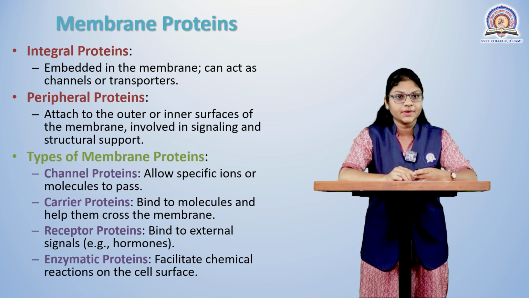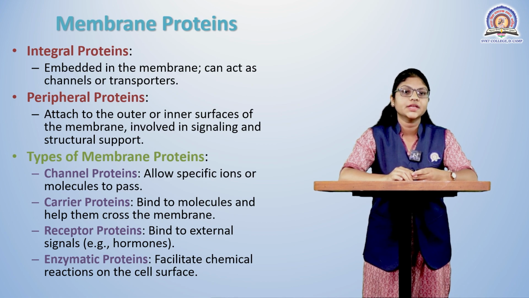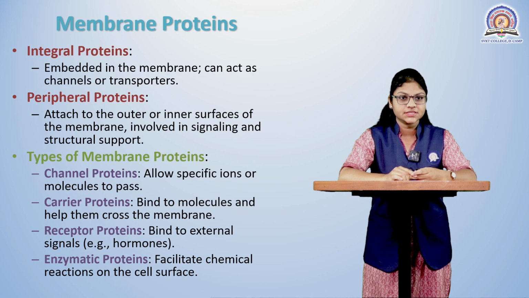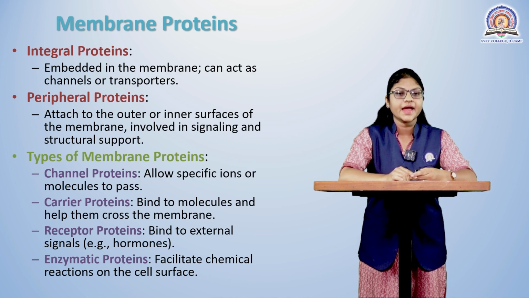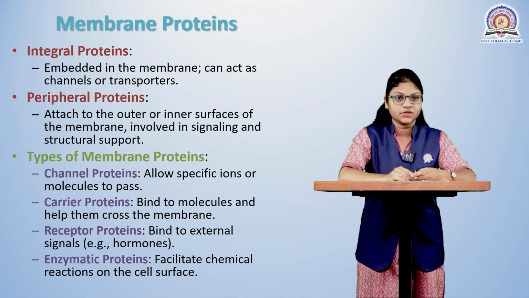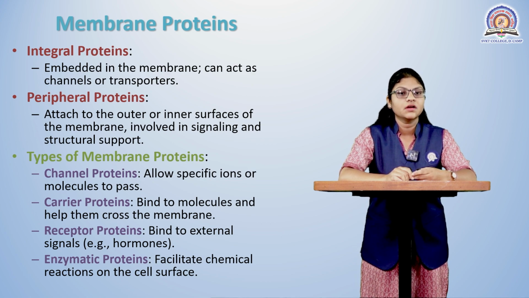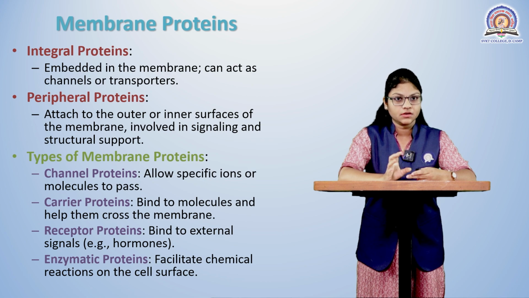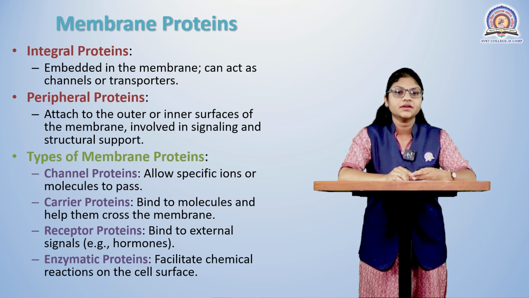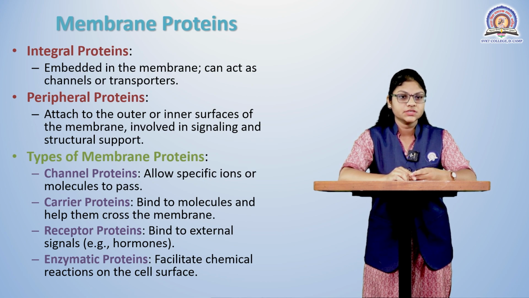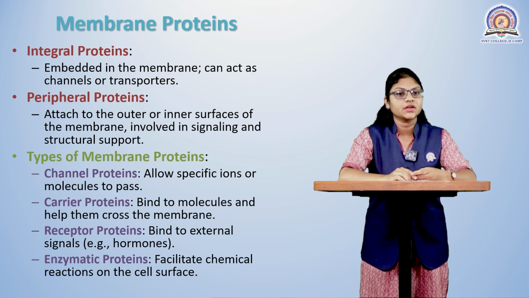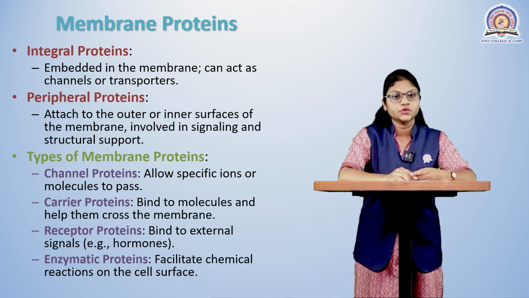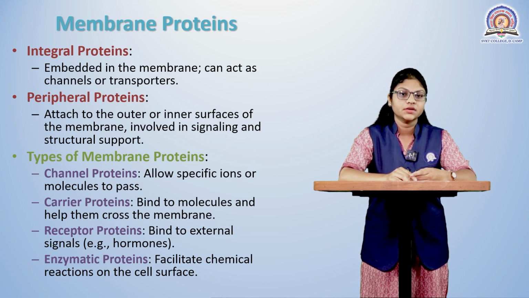Next are the membrane proteins. There are two important membrane proteins. One is the integral protein that is embedded in the membrane and acts as a channel or transporter. The integral proteins traverse the cell membrane and are important in the transportation system. The second one is the peripheral protein that is attached to the outer and inner surface of the membrane, and they are involved in signaling and structural support.